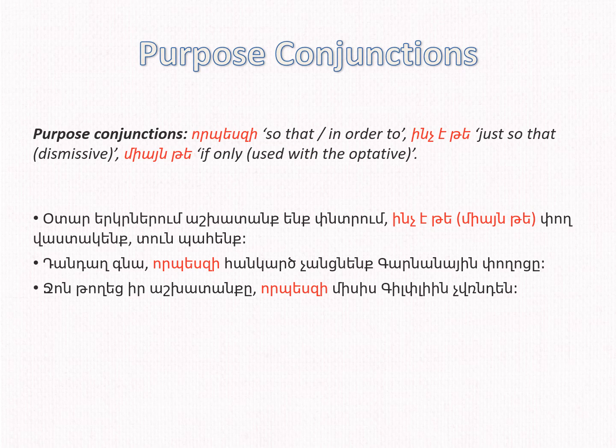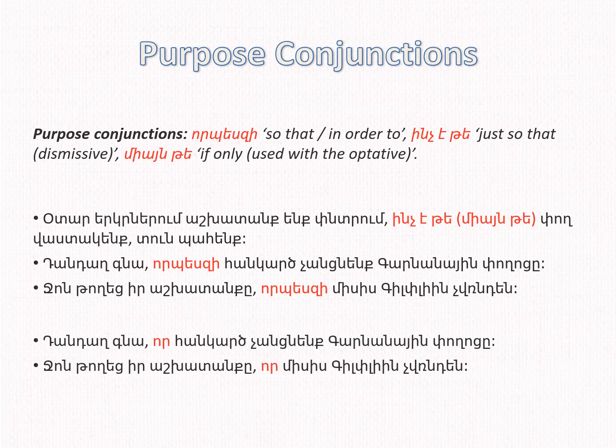For example, Դանդաղ գնա, որպեսզի հանկարծ չանցնենք գարնանային փողոցը. Drive slowly so we don't accidentally pass Spring Street. John թողեց իր աշխատանքը, որպեսզի Mrs. Gilpillin չվրննդեն. John left his job so that Mrs. Gilpilly wouldn't be dismissed. It is also perfectly natural to say, Դանդաղ գնա, որ հանկարծ չանցնենք գարնանային փողոցը. John թողեց իր աշխատանքը, որ Mrs. Gilpillin չվրննդեն.